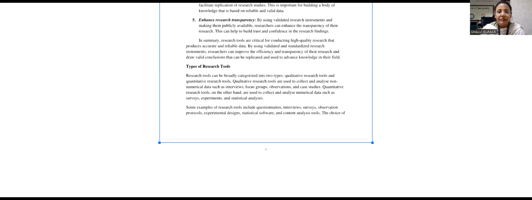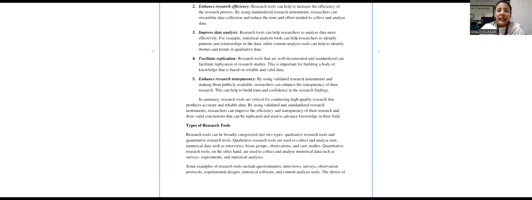Then, what do research tools do? Research tools enhance research efficiency. Research tools can help to increase the efficiency of the research process. We cannot imagine collecting data without research tools. By using standardized research instruments, researchers can streamline data collection and reduce the time and effort needed to collect and analyze data.